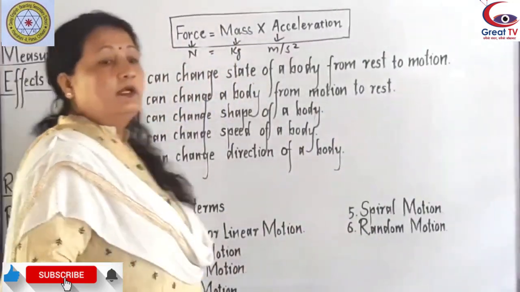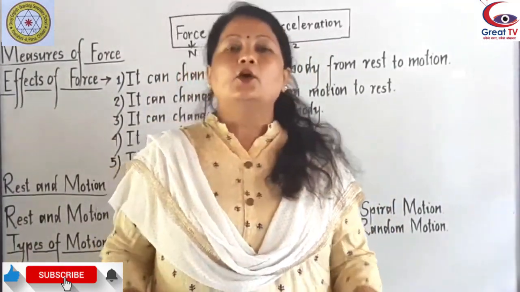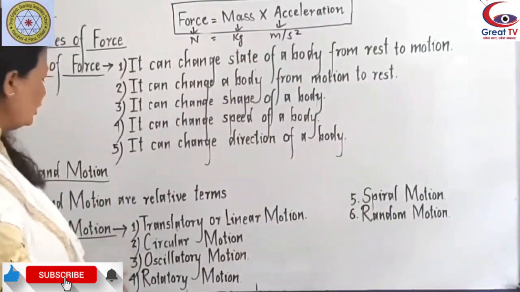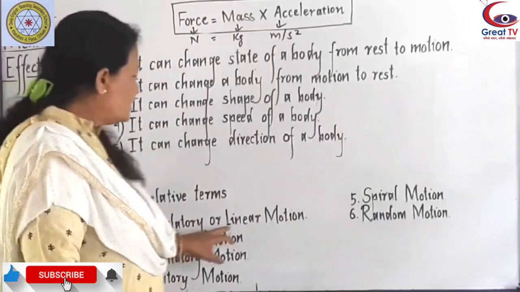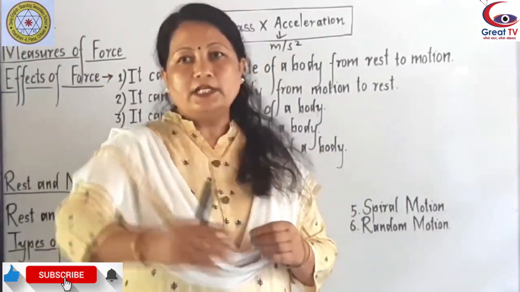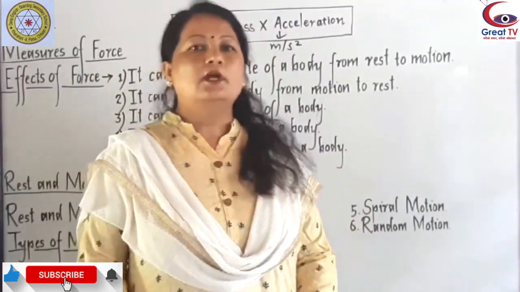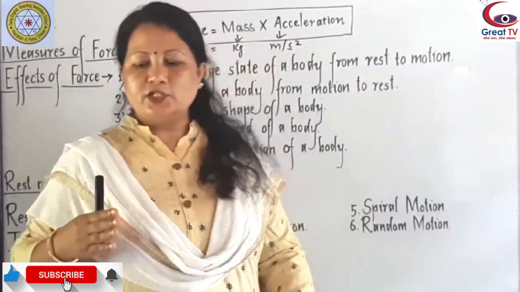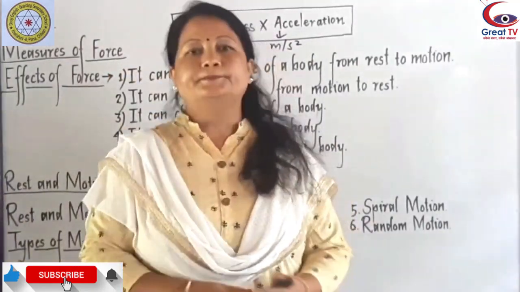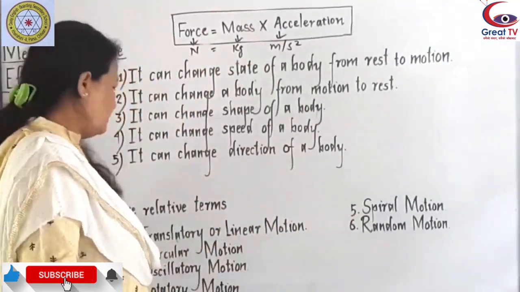Now, bodies are found to be moving in different patterns. On the basis of moving pattern, motion is divided into the following types. Translatory or linear motion. The motion of a body along a straight line is called translatory or linear motion. For example, a bus running on a straight road, a bullet fired from a gun. They are examples of linear or translatory motion.